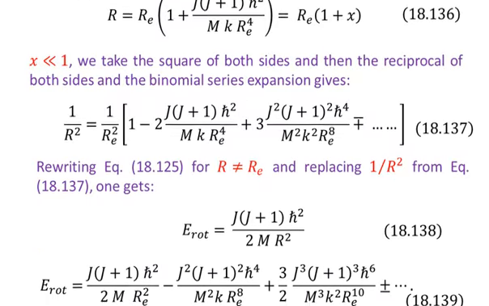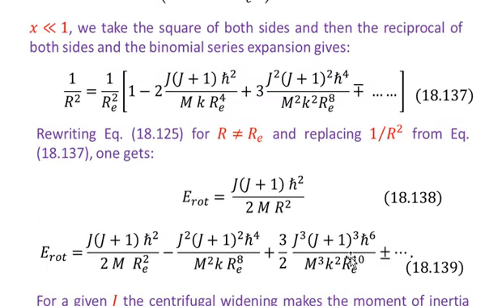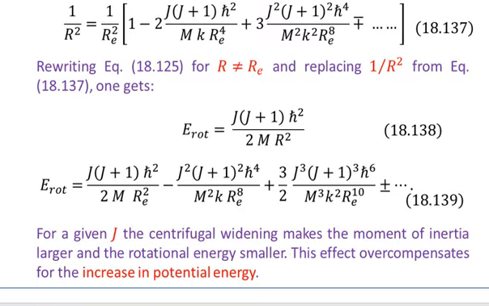So I am reproducing equation number 125, which is given in equation number 138. That is E rotational is equal to J into J plus 1 multiplied by h bar square divided by 2 times m into R square. So this is equation number 125. And I am now going to replace 1 over R square in this equation by the value of 1 over R square from equation number 137. And you will obtain equation number 139.